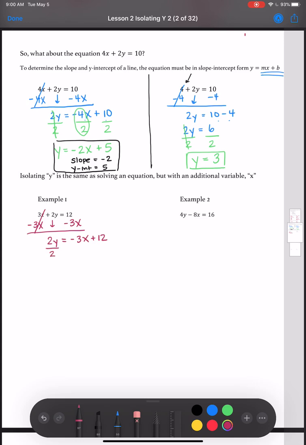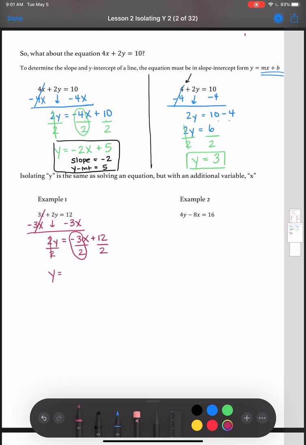And we're going to divide by 2. 2 divided by 2 is 1. And y is equal to, now this here, negative 3 divided by 2, we are not going to turn that into a decimal. When you get to geometry, the decimal is not going to be helpful for parallel and perpendicular lines. You want to keep it as a fraction. You have to start to get comfortable with your fractions.